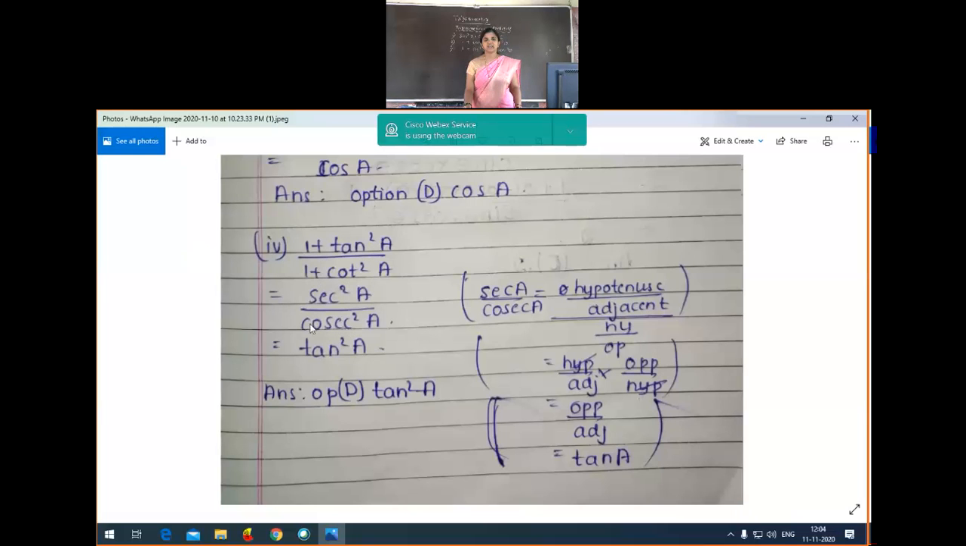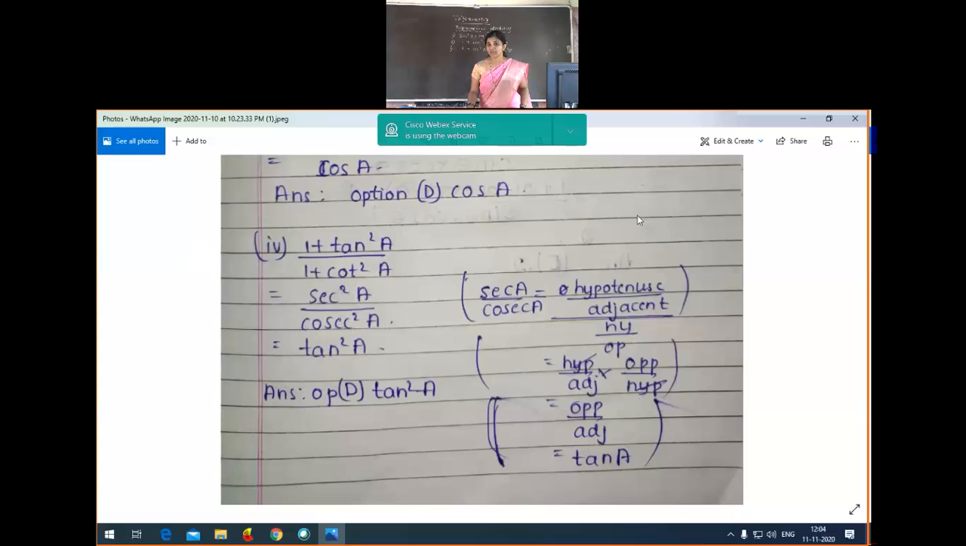Secant A by cosecant A, that is hypotenuse by adjacent divided by hypotenuse by opposite. See here, from the first class you have to recall: secant A is the ratio of hypotenuse by adjacent, and cosecant A is the ratio of hypotenuse by opposite. If you take the reciprocal, it is hypotenuse by adjacent into opposite by hypotenuse. Hypotenuse gets cancelled, therefore opposite by adjacent is remaining. Opposite by adjacent is the ratio of which function? That is the tan A function. So secant A divided by cosecant A we can write as tan A.